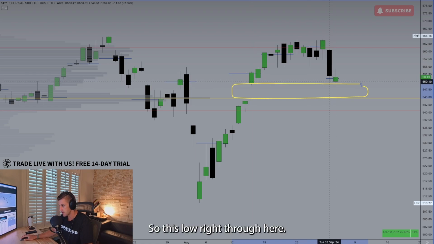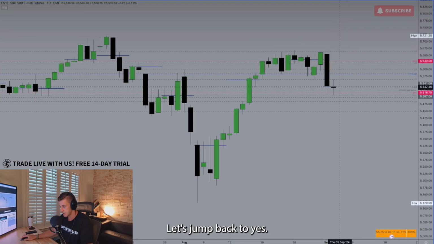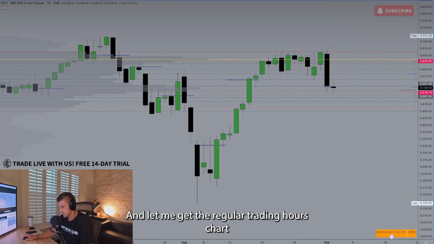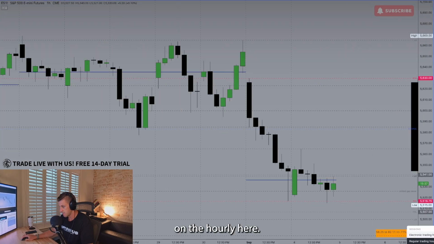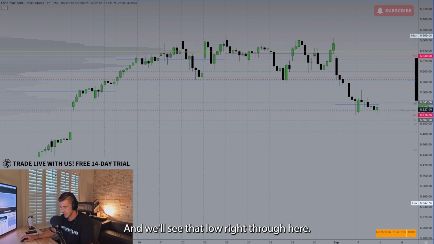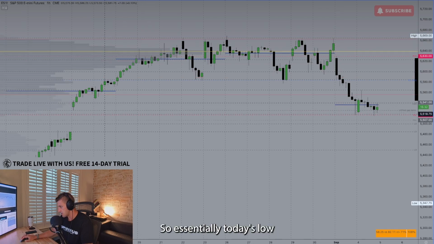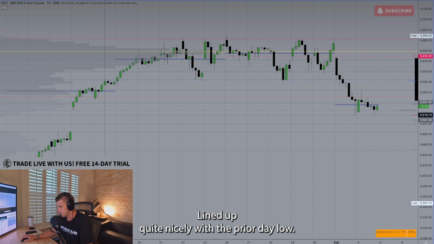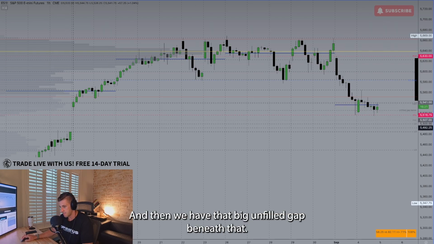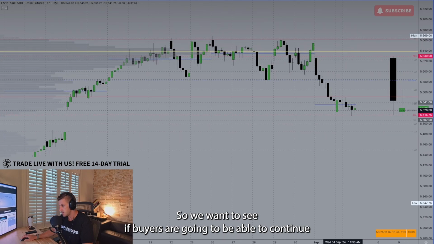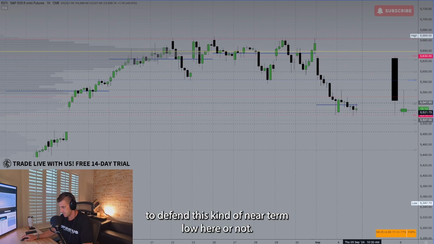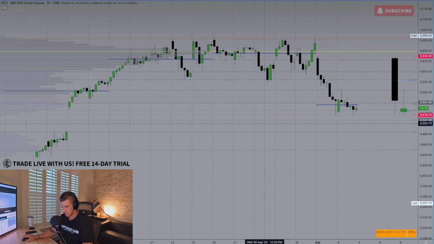So this low right through here, let's jump back to ES. And let me get the regular trading hours chart on the hourly here. And we'll see that low right through here. So essentially today's low lines up quite nicely, plus or minus about 1 or 2 points there, with the prior day low. And then we have that big unfilled gap beneath that. So we want to see if buyers are going to be able to continue to defend this kind of near-term low here or not, right?